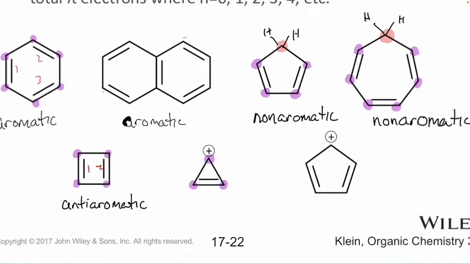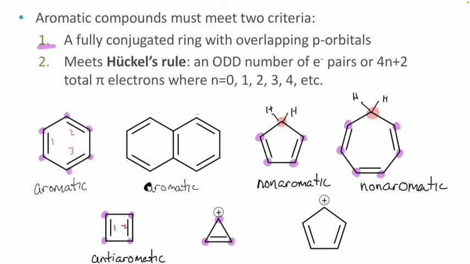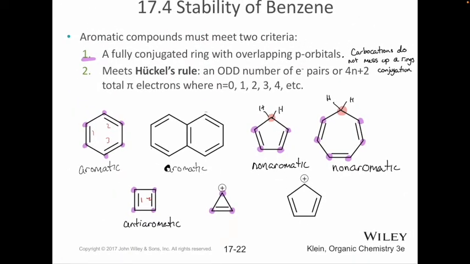Importantly, we can make a note here. When we're talking about rule 1, carbocations do not mess up a ring's conjugation. When we're going through and asking, is this carbon conjugated with this one, with this one, with this one, we can include those carbocations as well. They turn out to have a p orbital that's just empty.